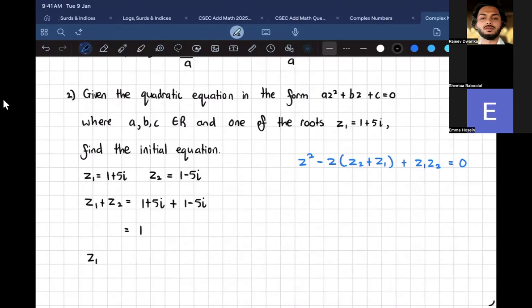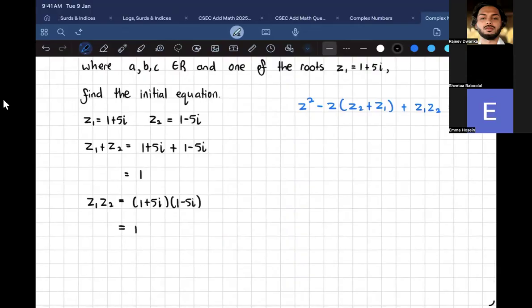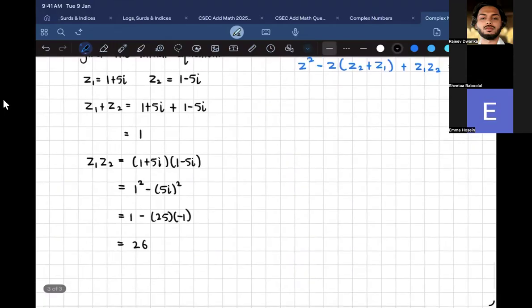And what would z1 by z2 be? That would be 1 plus 5i by 1 minus 5i. And that would be equal to what? Or we could just use difference of two squares. That would just be 1 squared minus, and 5 squared is 25, and i squared is -1. So you're going to end up with 1 minus 25 times minus 1, which is going to work out to be 26.